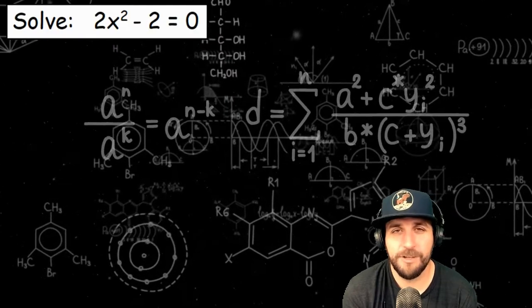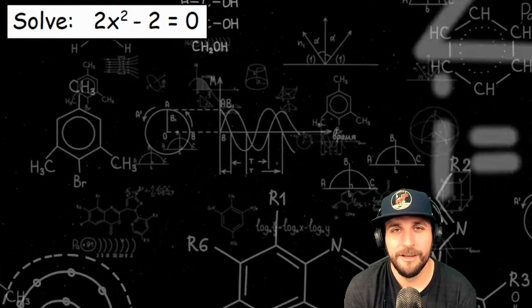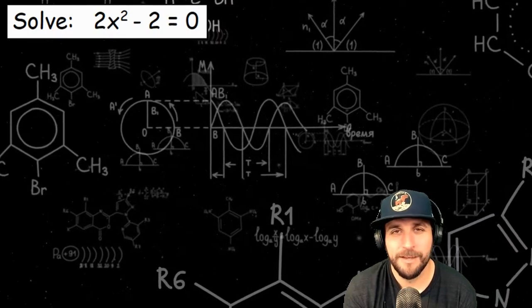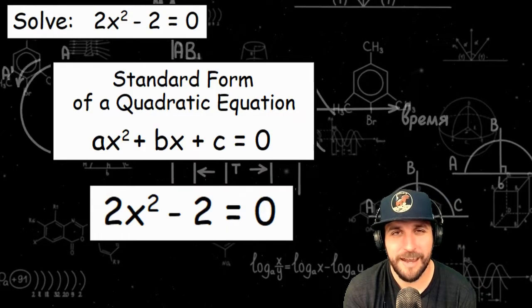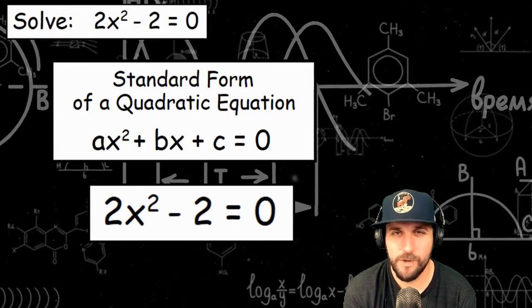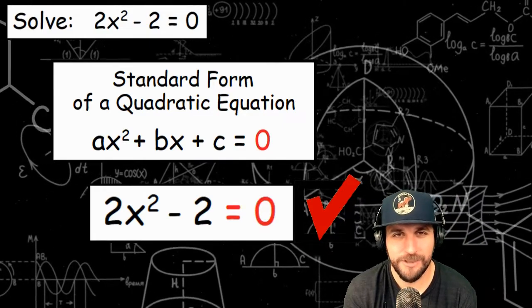Our first example asks us to solve the equation 2x squared minus 2 equals 0. We're going to do this by graphing. First we want to make sure it's written in standard form of a quadratic equation, ax squared plus bx plus c equals 0. And it is. It equals 0, so we're good on that.